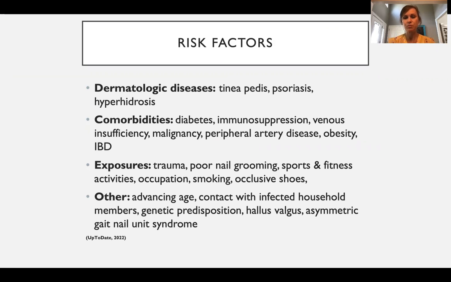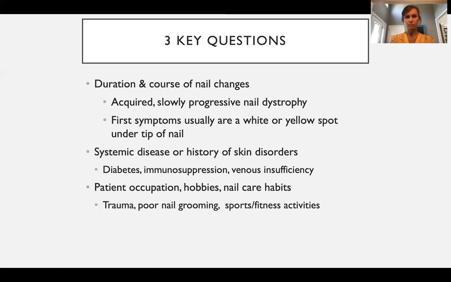Comorbidities are diabetes, immunosuppression, venous insufficiency, malignancy, peripheral artery disease, obesity, and irritable bowel disease. Some potential exposures are like trauma, poor nail grooming, sports and fitness activities, occupation, smoking, and occlusive shoes. And just some other risk factors are advancing age, contact with infected household members, genetic predisposition, hallux valgus, and asymmetric gait nail unit syndrome.